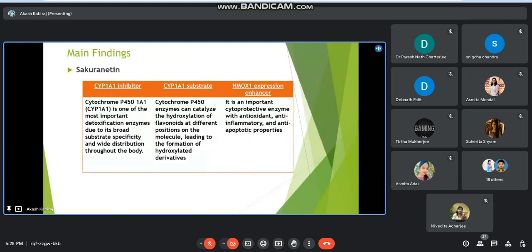And HMOX1 expression enhancer is basically heme oxygenase 1. That enzyme plays a critical role in heme catabolism, converting heme into biliverdin, releasing carbon monoxide and free iron. It is a cytoprotective enzyme with antioxidant, anti-inflammatory, and anti-apoptotic properties.